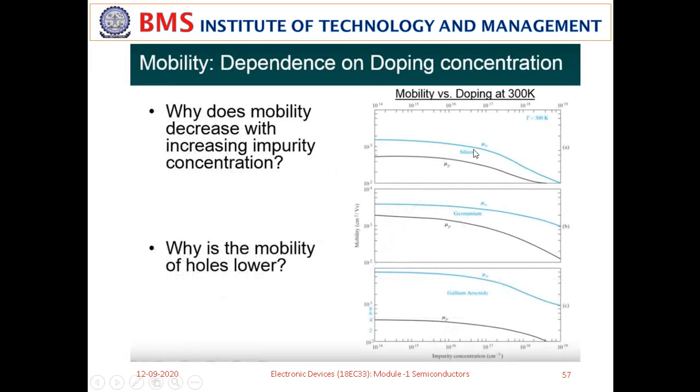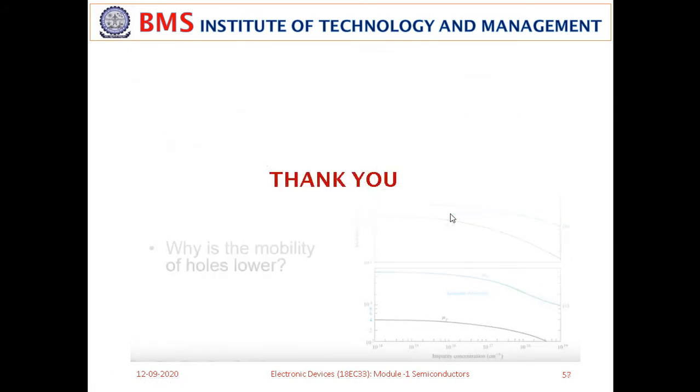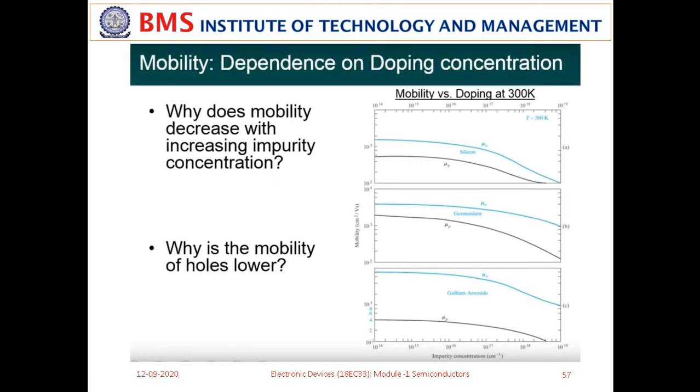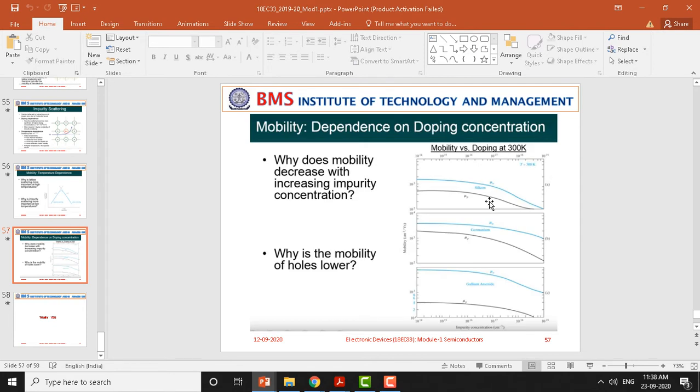So that's why, the more the doping, the lesser the mobility. You can observe this in all materials, like silicon and germanium. If you go for higher doping levels, mobility keeps decreasing. This is the dependence of mobility on doping concentration, shown with three graphs. I think this completes module 1, and if you have any queries related to module 1, you can ask here before we proceed to module 2.